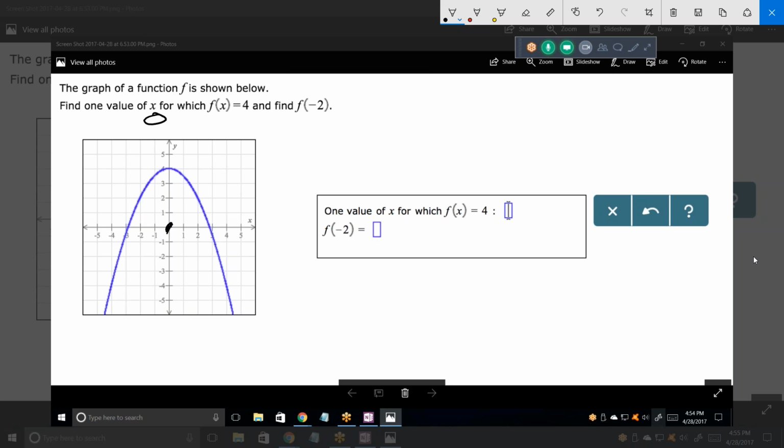And now find f of -2. F of -2 occurs at 2. Correct. In other words, there's -2. That's the value at -2.